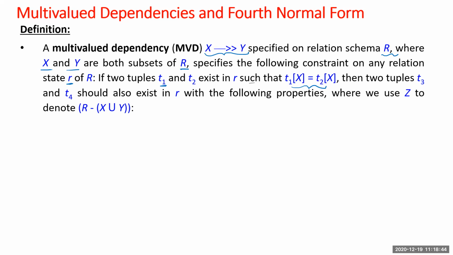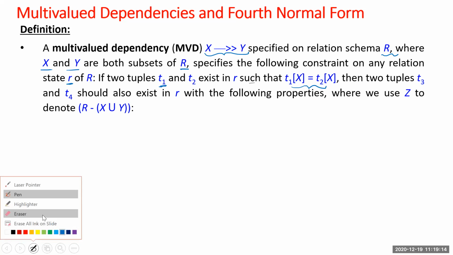In the current state of R, if I am able to find these constraints that I'm checking now, then obviously it is a multivalued dependency. If two tuples T1 and T2 exist in R such that T1[X] equals T2[X], then two tuples T3 and T4 should also exist in R with the following properties. Let's see what those properties are.